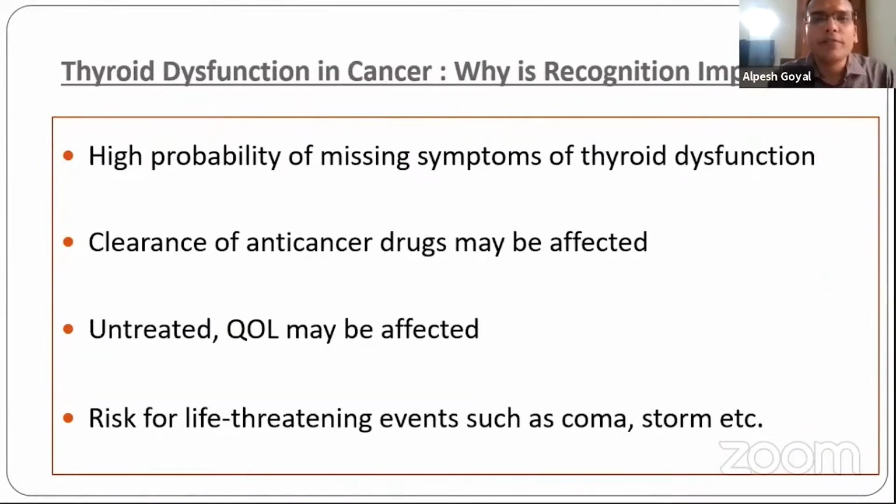Why is recognition of anti-cancer drug-induced thyroid dysfunction important? This is important because in lieu of so many symptoms that a cancer patient presents, it is very, very likely that you would miss symptoms of hypothyroidism or hyperthyroidism unless you actively look for them. Presence of hypo or hyperthyroidism may affect clearance of several anti-cancer drugs, and this may have an implication on the efficacy of the drug or the side effects that may emerge out of the drug.